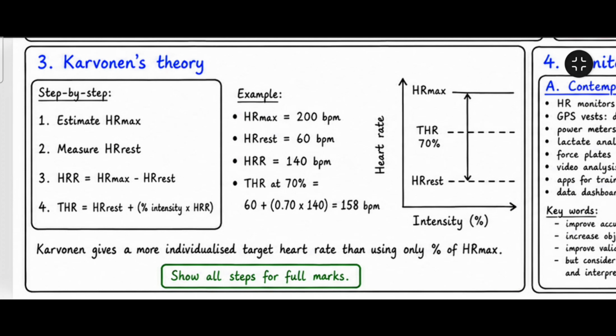Then we can use all of that to measure the target heart rate at, let's say, 70% exercise intensity, and that would be the heart rate at rest, which is 60, plus percentage intensity times heart rate recovery, which is 0.7 times 140. If we put that all together, we get 158 beats per minute. And this basically means if we're training at 70% of our max intensity, then we should be training at around 158 beats per minute.